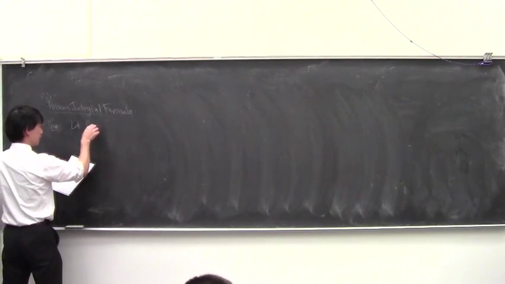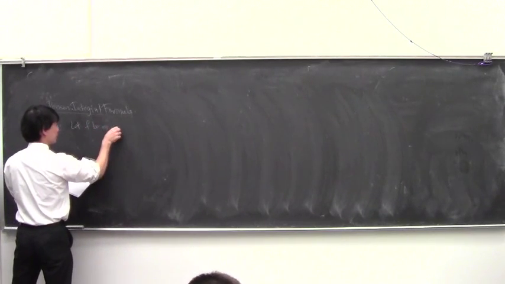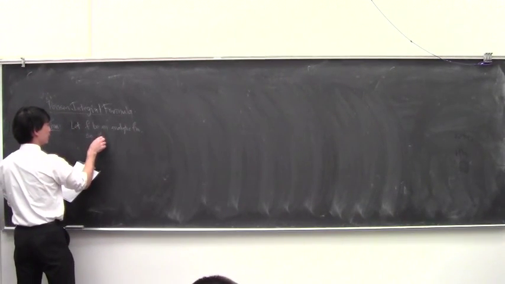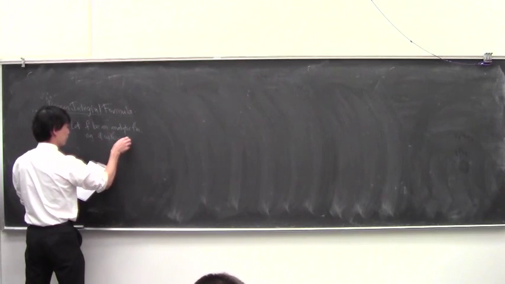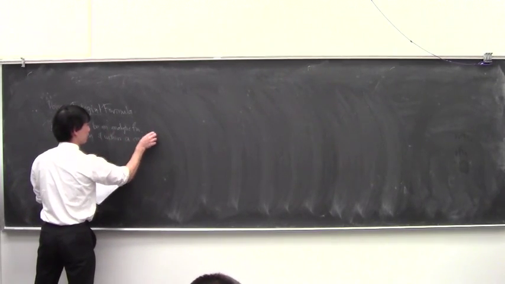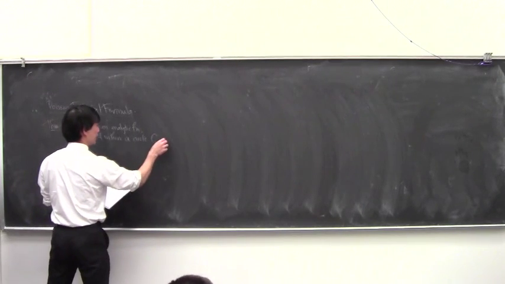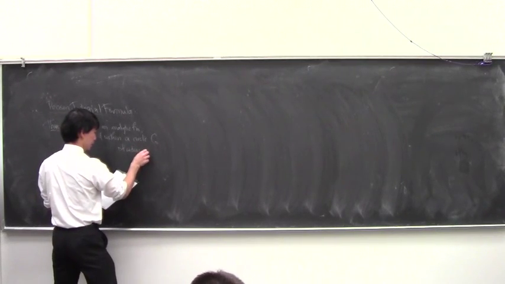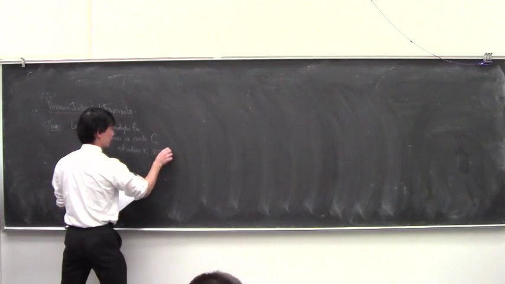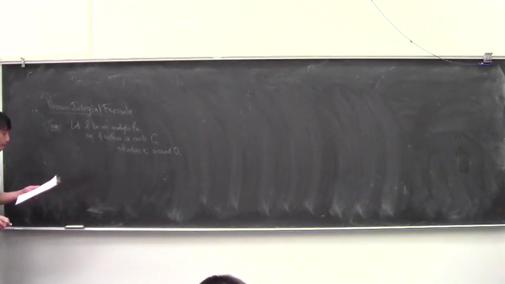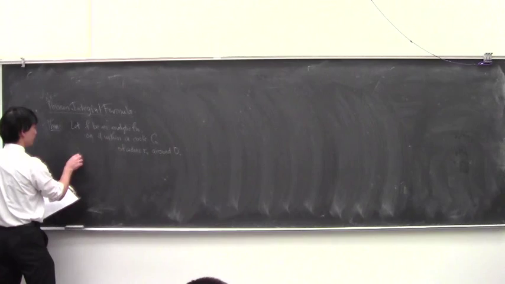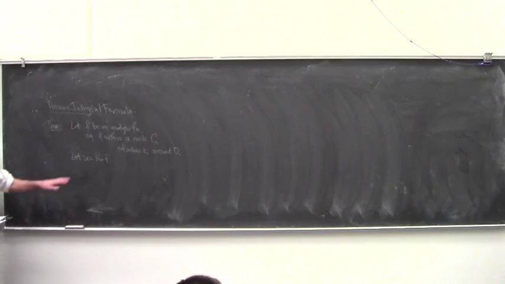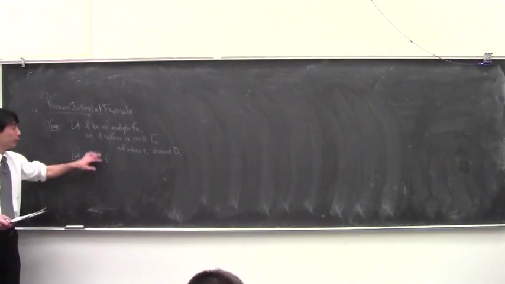Let f be an analytic function on and within a circle C naught of radius R naught around the origin. And let U be the real part of that analytic function. Okay, so you have this harmonic function, right? The real part of this analytic function.